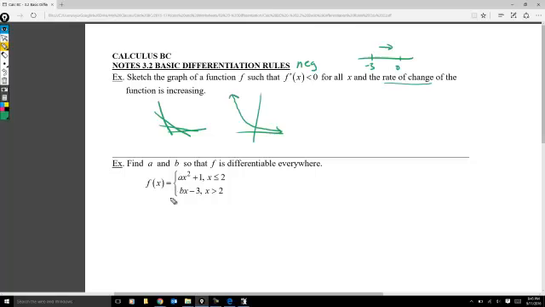Okay, next one, I want to find a and b so that this function is differentiable everywhere. If it's differentiable, there's a couple things I know. First of all, if it's differentiable, I know that it's continuous, right? So all those conditions of continuity would all apply here. And I also know that the limit as x approaches 2, because 2 is where my function breaks, from the left of my derivative has to equal the limit as x approaches 2 from the right of my derivative.